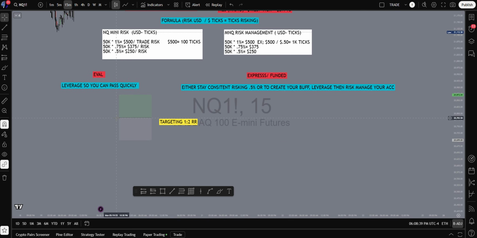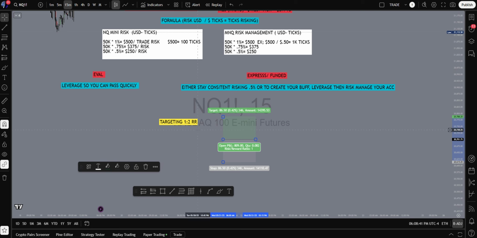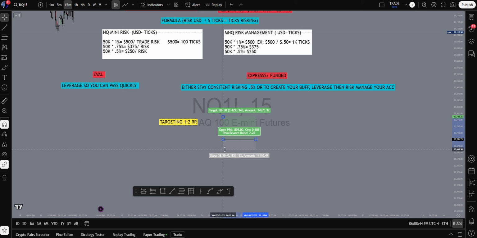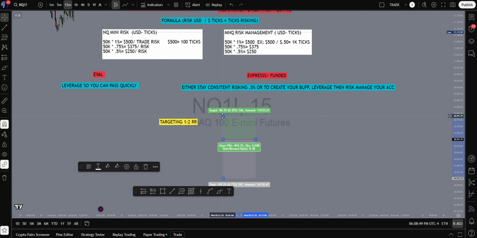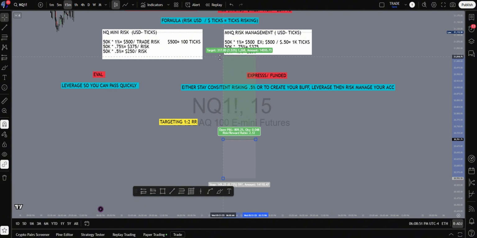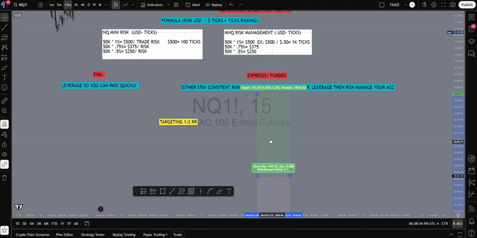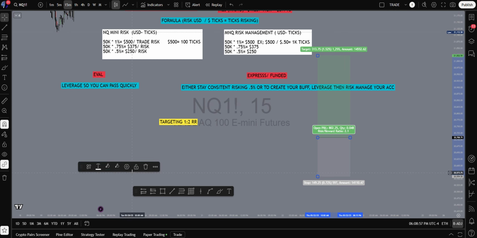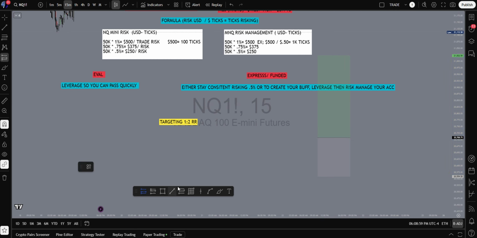So in this example, targeting that 1 to 2 RR would be like this. So let's say I want to risk this amount, and then target for 1 to 2. This is what a 1 to 2 will look like. This can also be a 1 to 2 trade. So let's say I threw down $30. What's 30 times 2? 60. So whatever you risk is whatever you're going to make, doubling.